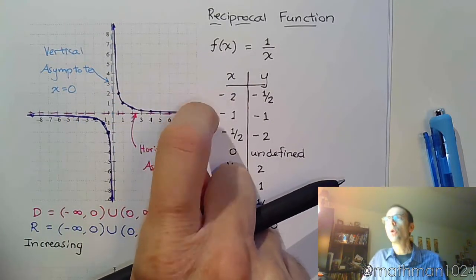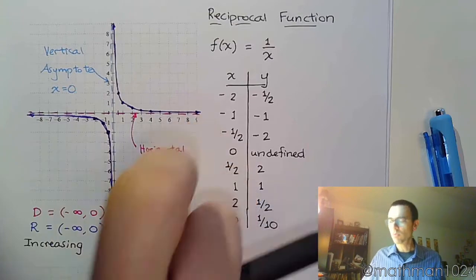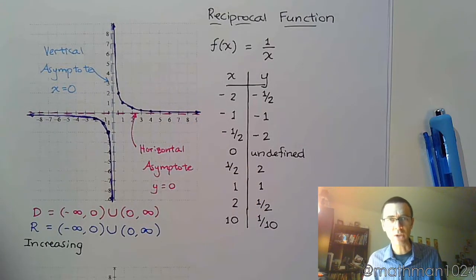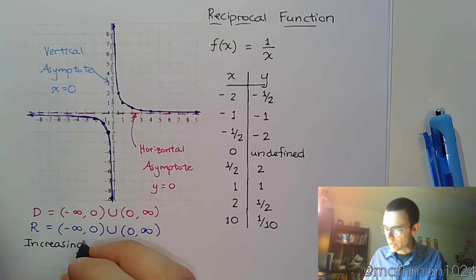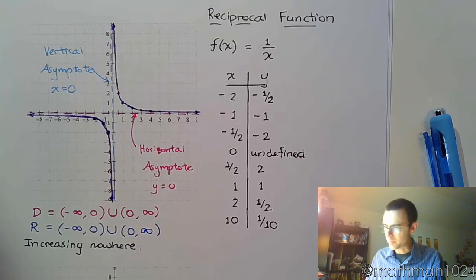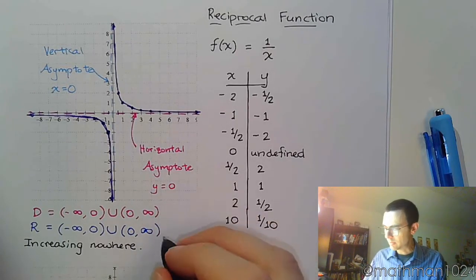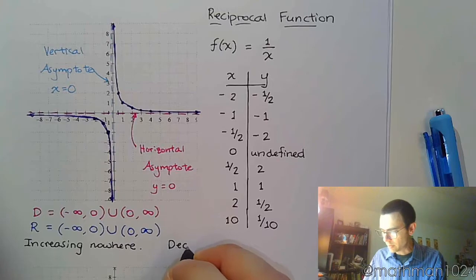So if the question is, where is this function increasing? We can say, well, he's not increasing. This guy is decreasing for each of the different sections that we have. So he's increasing nowhere. But where is he decreasing? Well, if he's not increasing, he's going to be decreasing.